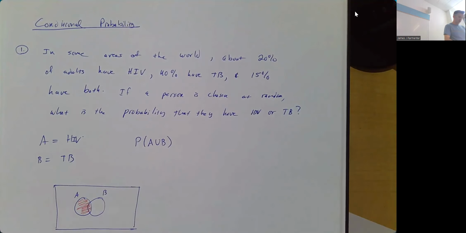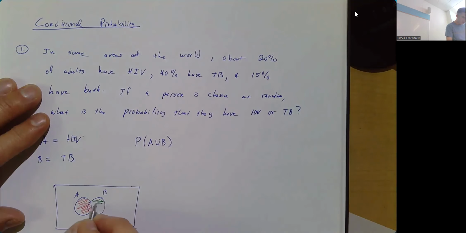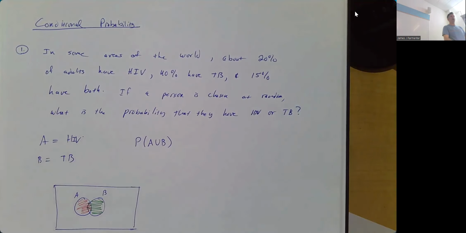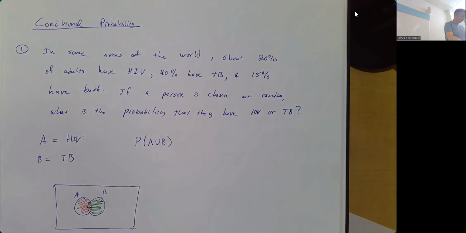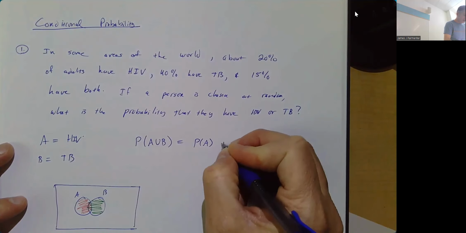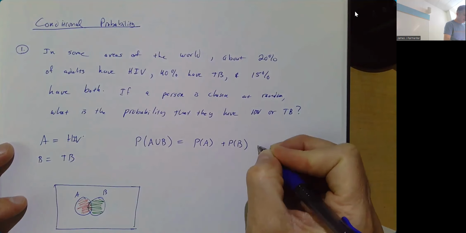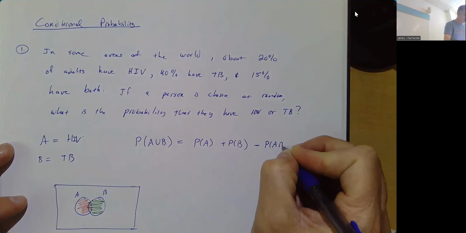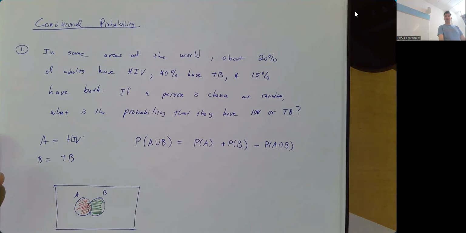I want all of B. But here's the problem. If I count all of A and all of B, I've counted where they overlap twice. And so I have to subtract off their overlap, aka their intersection. So this is going to equal the probability of A plus the probability of B minus the probability of A and B, or A intersect B.